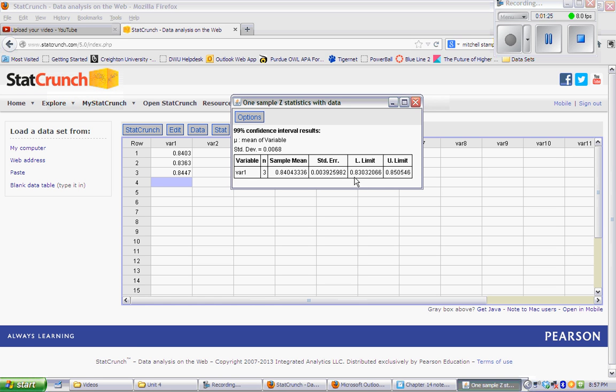If you look, our lower limit here, the L limit, is 0.8303. Our upper limit is 0.8505. That tells me that 99% of the time when I conduct a sample of similar size and a similar type of study, I should get a mean somewhere between 0.8303 and 0.8505. You would write the confidence interval in parentheses with the lower limit, then a comma, then the upper limit.